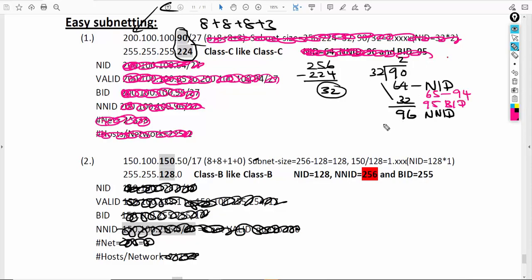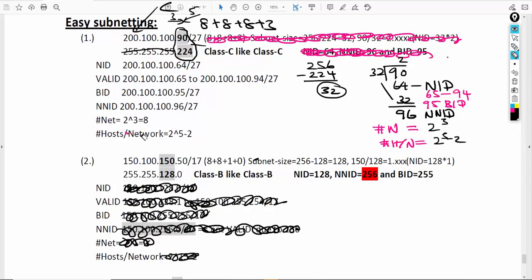Then one more thing, you may have to find the number of networks and number of hosts per network. So remember guys, this is class C, so I'm going to ignore the first 3. How many ones do I have? I have 3 ones. How many zeros do I have? I have 5 zeros. So number of networks is 2 to the power of 3. Number of PCs is 2 to the power of 5 minus 2. I'm using some kind of a method, so let's look at the answer and see if it makes sense.